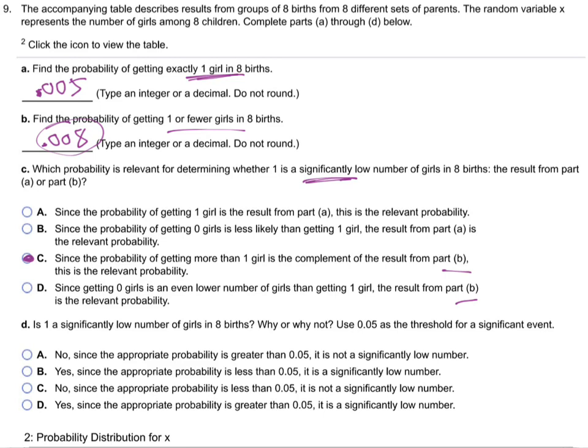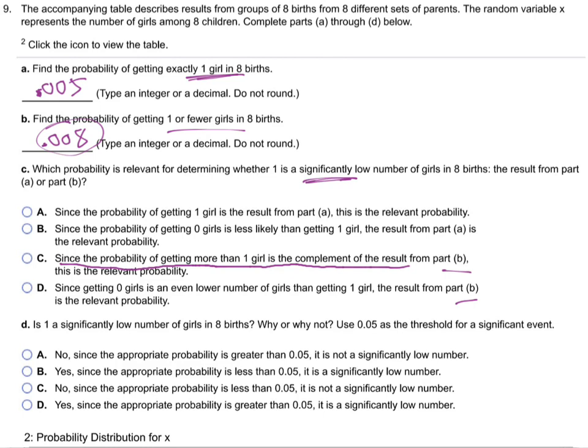Eddie, help me out here. Is that the answer they're given? Nerdy, is that the answer they're given? That's the right answer. I'm wondering if they got it together now. So 9 is not C. Doing this, I'm starting to doubt myself. Oh no. Yes. Let's see. Why is C not right? Since the probability of getting more than one girl is the complement of the result. Since getting 0 girls is an even lower number of girls than getting 1.